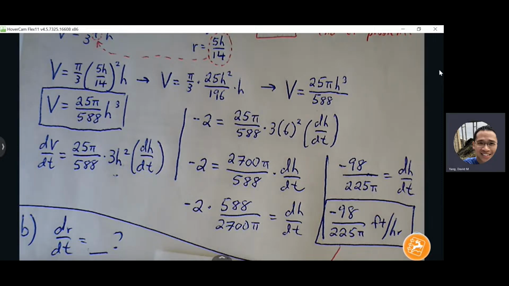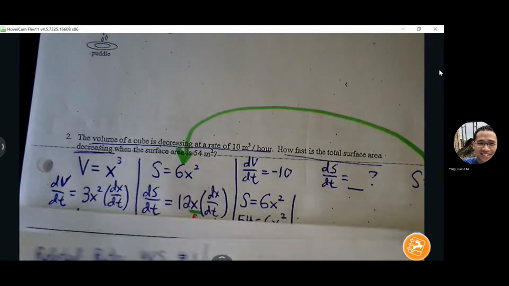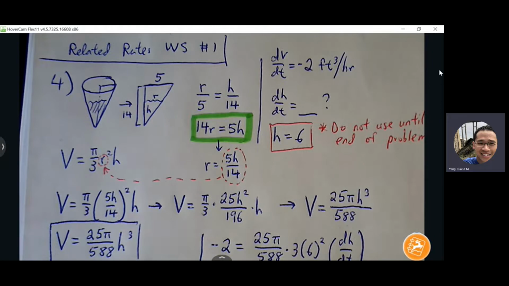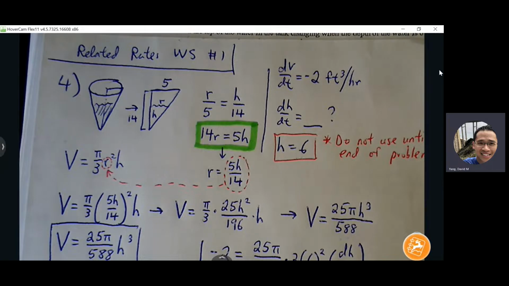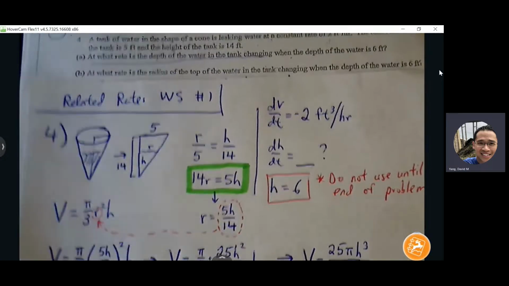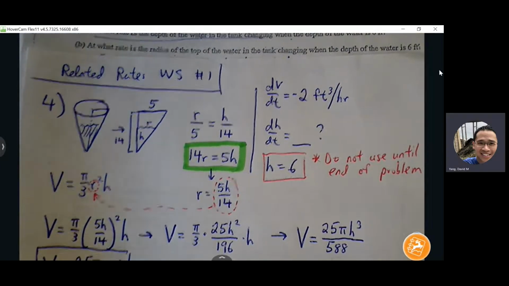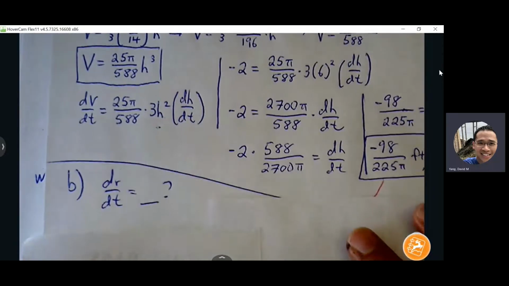Okay, part B. Part B says, at what rate is the radius of the top of the water in the tank changing when the depth of water is 6 feet? So at what rate is the radius of the top of the water changing? What is that referring to? r, well, dr over dt. Good, dr over dt. Okay, so we're looking for dr over dt.